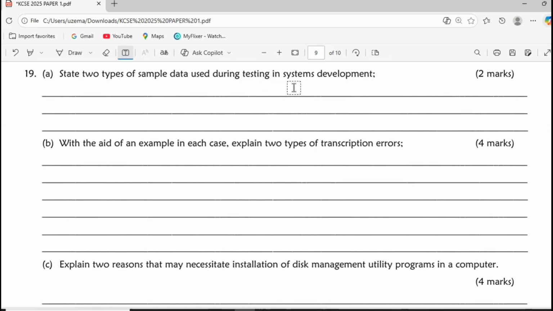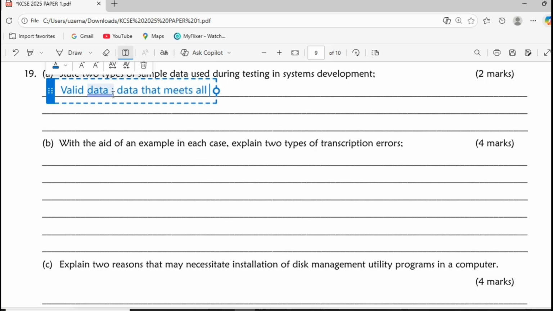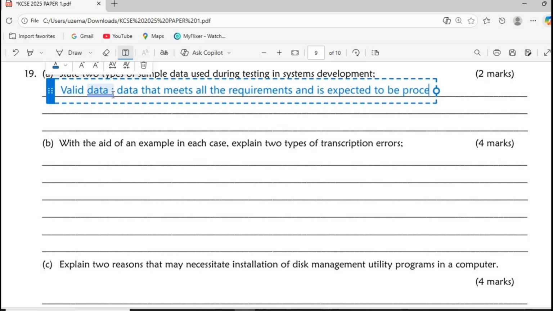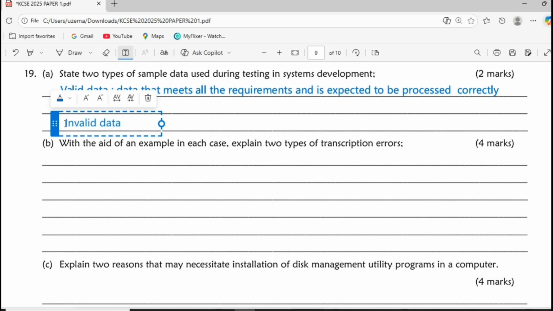Moving on to question number 19a, types of sample data used during testing in system development. The types of data that we can use during system development testing. One, we have what we call real data, or also known as valid data. This is one of the types of data that you can use when you are testing your system. Two, we can also use what we call dummy data or assumed data or invalid data. This is data that can also be used in system development.